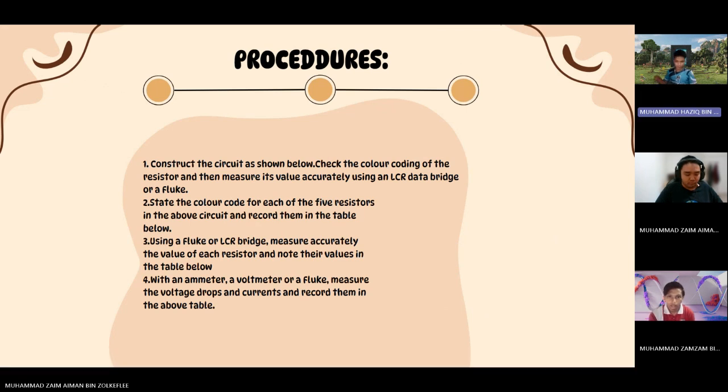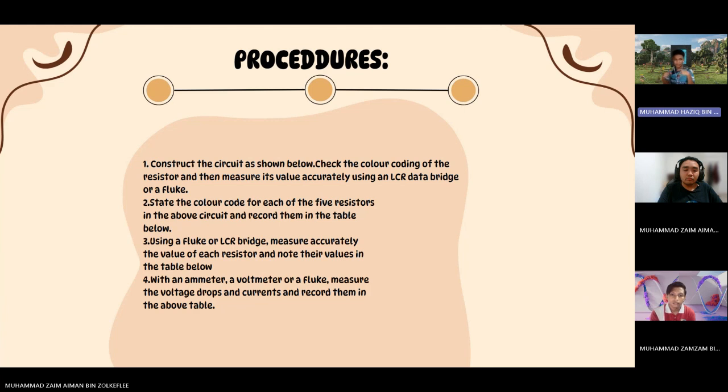So for this, we need to construct the circuit as shown in the image before and check the color coding resistance. The measured value is accurate using the LCR meter. And then for the second one, we need to state the color code of each of the 5 resistances in the above circuit and record them in the table below.